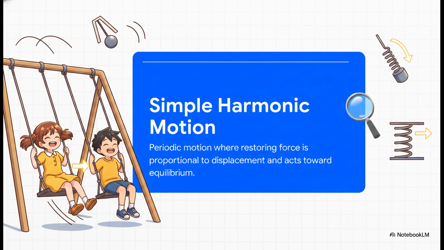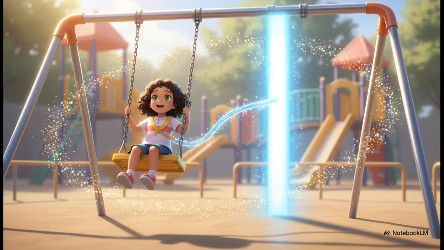Now, I know that sounds incredibly technical, but let's strip all that jargon away. What's really interesting here, if we go back to our playground swing, is that it just means the swing moves back and forth repeatedly, and the further out you swing, the harder gravity tries to pull you back to the center. That's it. Let's break these terms down so they're crystal clear.